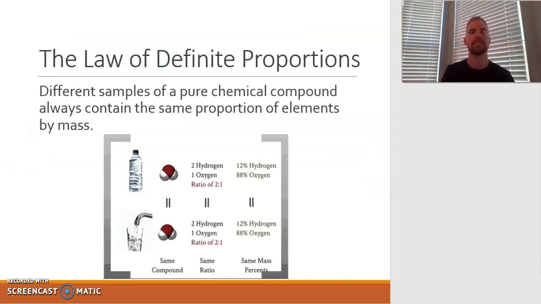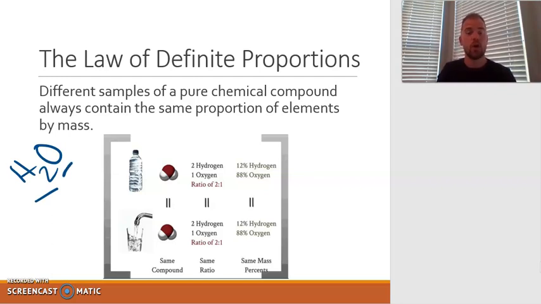So now that we had an idea of what we were talking about with regards to atoms making compounds, we were able to start making discoveries such as this, the law of definite proportions. And it states that different samples of a pure chemical compound will always contain the same proportion of elements by mass. So let's break that down, okay? If we think about water, right? Water has the chemical formula H2O, meaning that there are 2 hydrogens for every 1 oxygen. And that'll always be true.